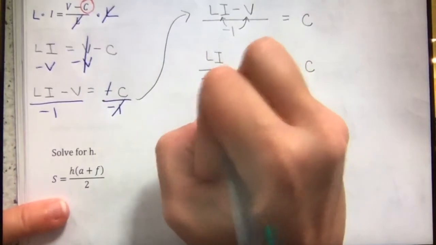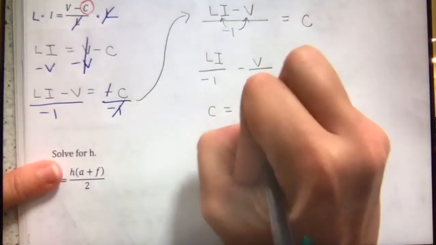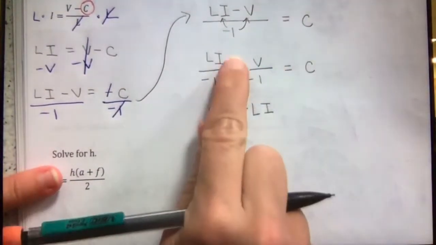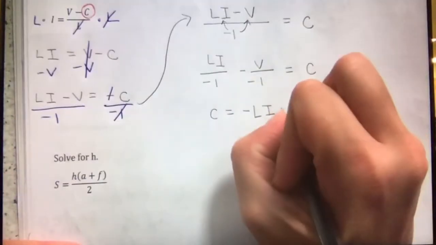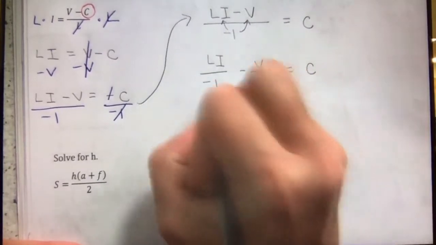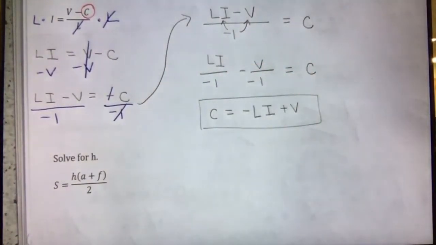Moving that C over, switching it around. Li divided by negative 1 is negative Li. Negative V divided by negative 1: the two negatives cancel out and will give us plus V. So C equals negative Li plus V. We simplified it. We got C by itself. Boom, we're done. C equals negative Li plus V.